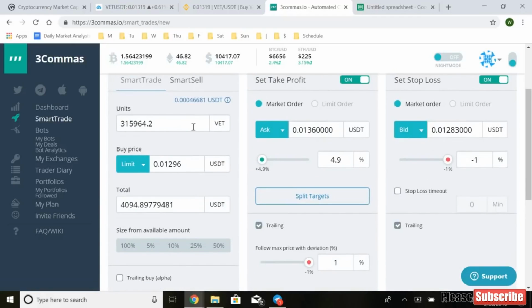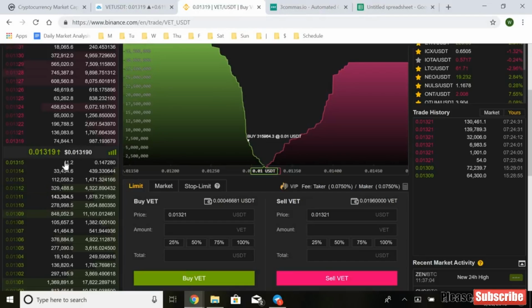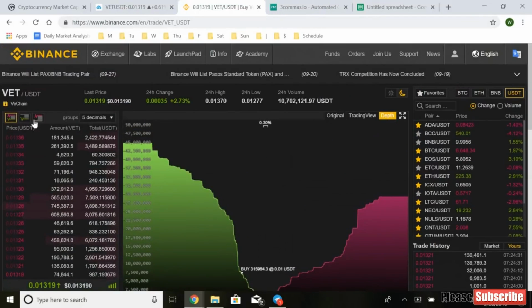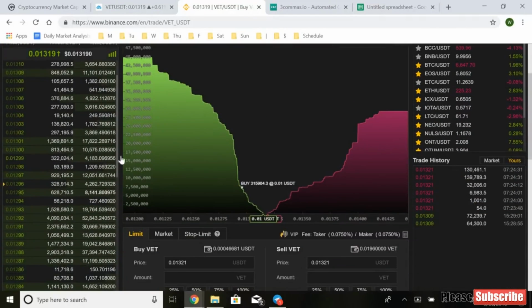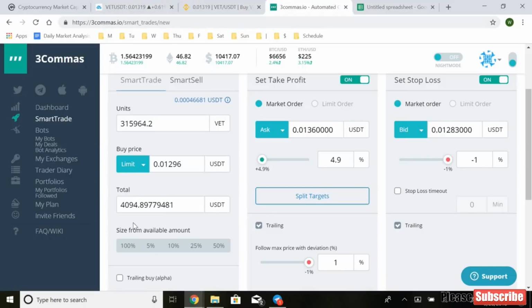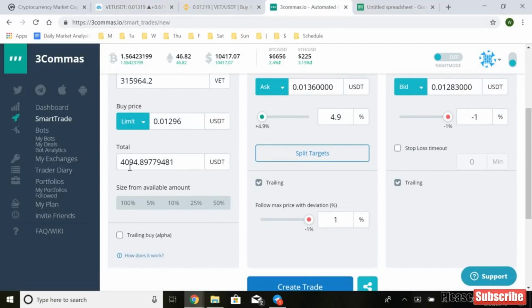So first off, VET, the amount of units, so the amount of VET tokens, the buy price, so a limit order, I set it at 12.96, and again, we identified 12.96 because if you come back in here, we've identified 12.96 as being a quality buy order. I actually might end up pushing that up a little bit. There's a lot of buyers here, but we'll have to see as time goes on. So I set mine at 12.96. As you can see right here, and the total amount was $4,094, right?